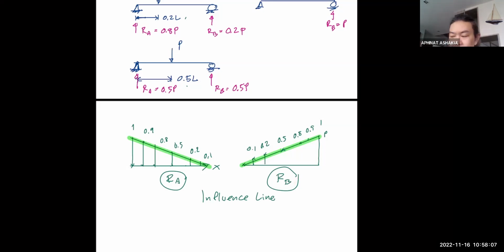Let me repeat that again: when you look at the influence line, it means that this magnitude is the reaction at A when the load is at the location 0.1 L from the left support. So instead of having to calculate the reactions by taking moments and so on, if you have the influence line, you can look at the line itself and pick out the value of the reaction right away, without having to go through the calculations like before. So that is the influence line. Okay, any question on this?